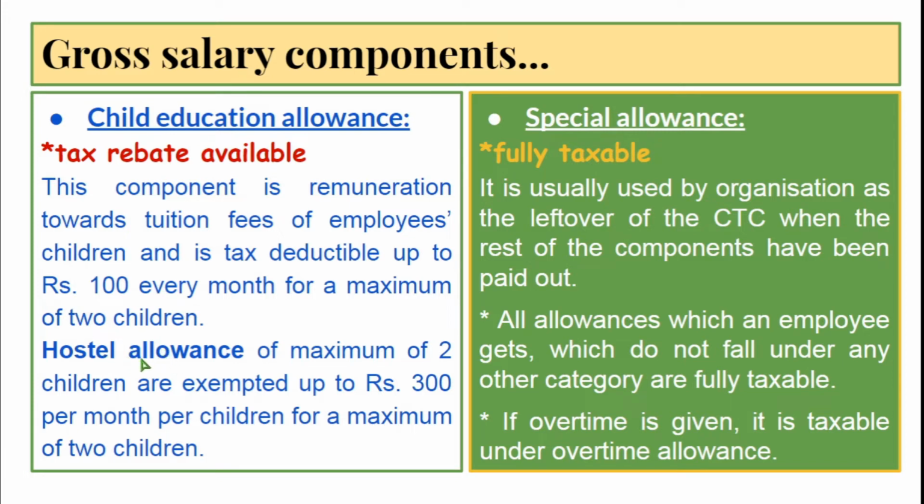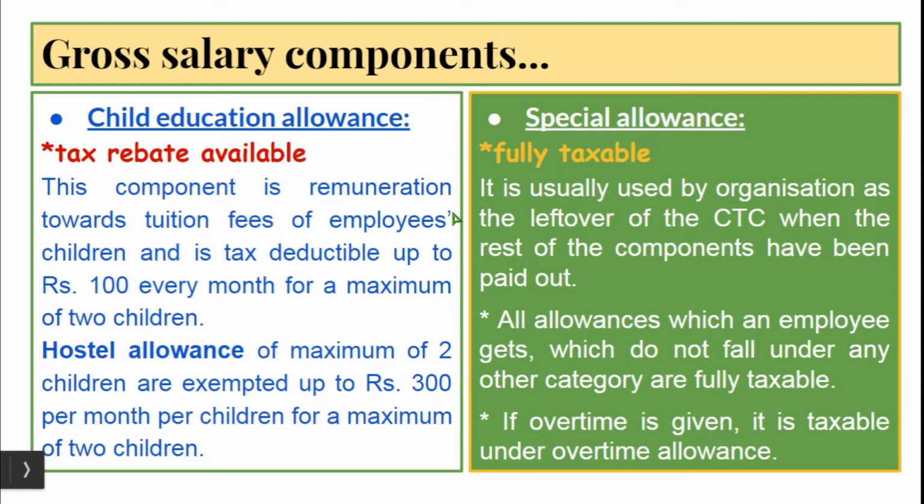Similarly, any hostel allowance that you receive from your employer is tax exempted to the extent of rupees 300 per month or rupees 3,600 for a year for 1 child and rupees 7,200 for a maximum of 2 children. Fine, clear with the child education allowances and the rebate that you could have in it.